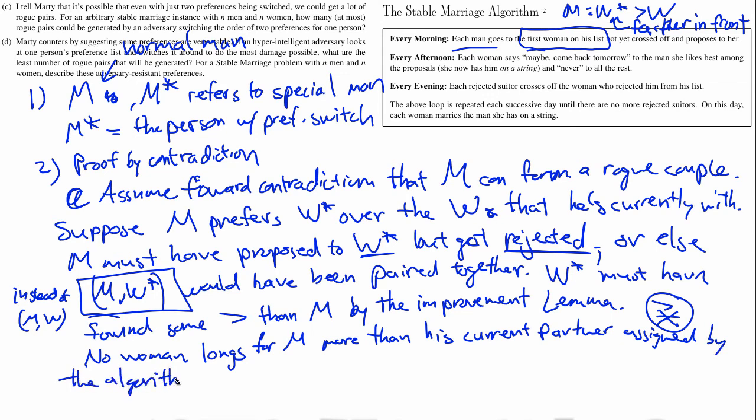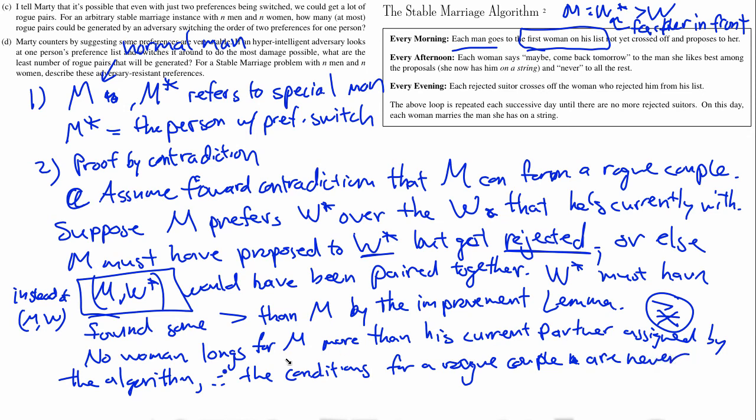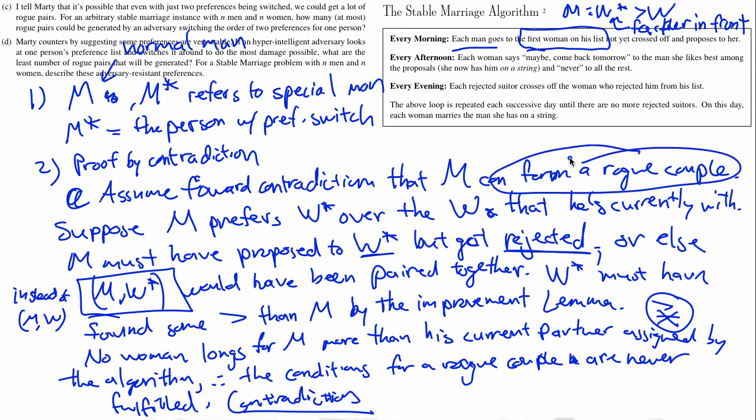Therefore, the conditions for a root couple are never fulfilled. And this is, of course, a contradiction to our original assumption that M can form a root couple. So, contradiction. And so this means that only M star can form root couples.